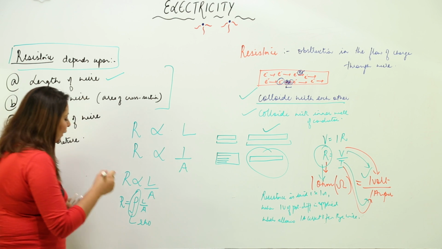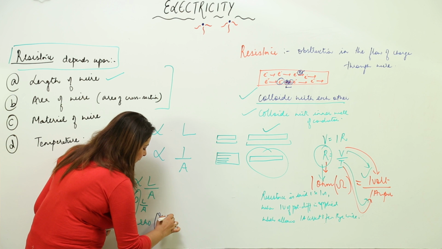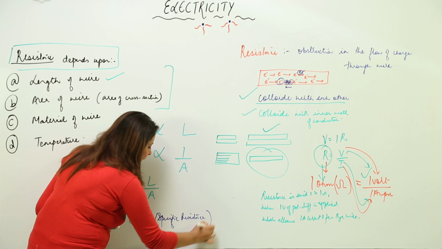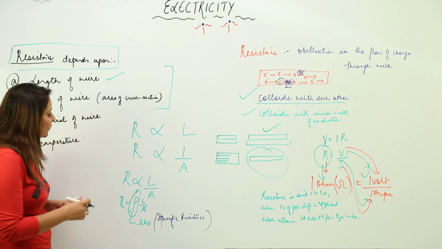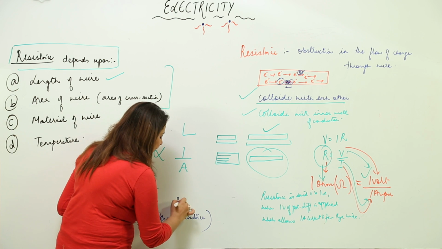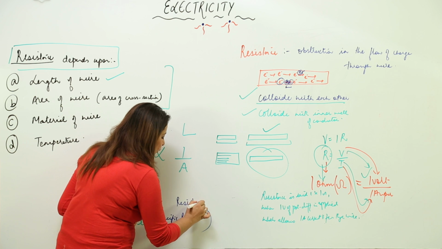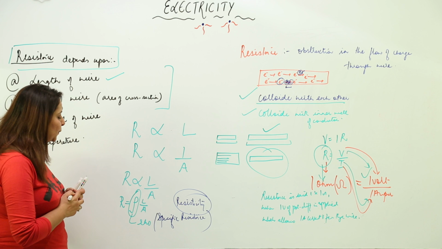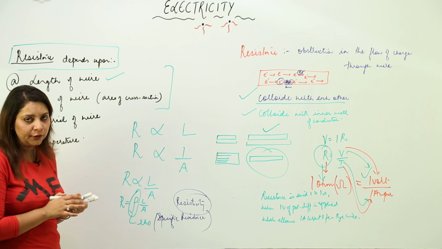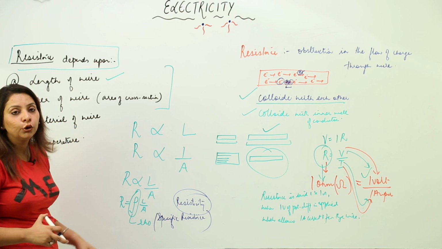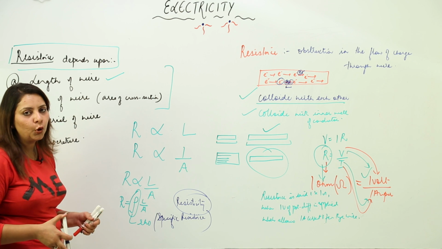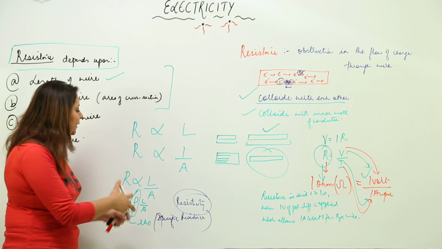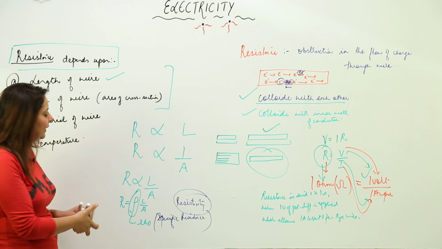Otherwise, what is this quantity? This is specific resistance, or we can also call it resistivity. So it can be called resistivity or specific resistance, but it is denoted by the symbol rho. So R is equal to rho L upon A is the relation. Now we will define this quantity as well, but let us first focus on these two factors which are left.